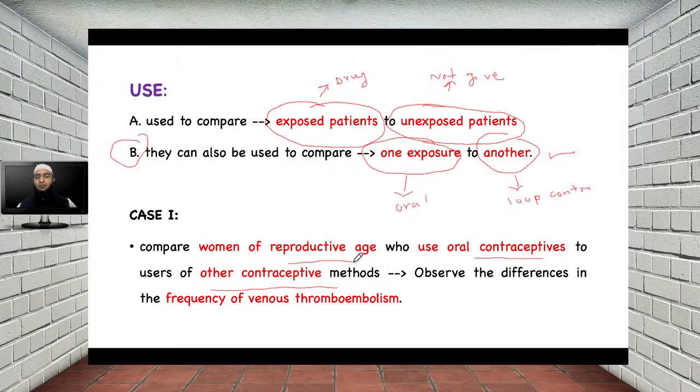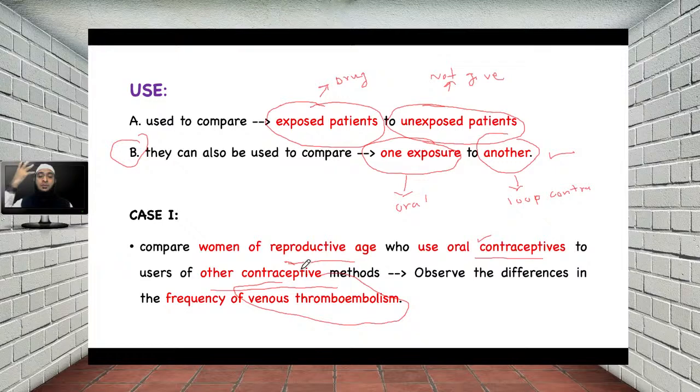One group of women was given the oral contraceptive, another group of women was given the other contraceptive method, and a difference was observed in the frequency of venous thromboembolism. Venous thromboembolism is more common with oral contraceptives as compared to other contraceptive methods. This outcome clearly indicates that the venous thromboembolism is due to the oral contraceptive. It may not happen with other contraceptive methods. So now you can reach the conclusion.